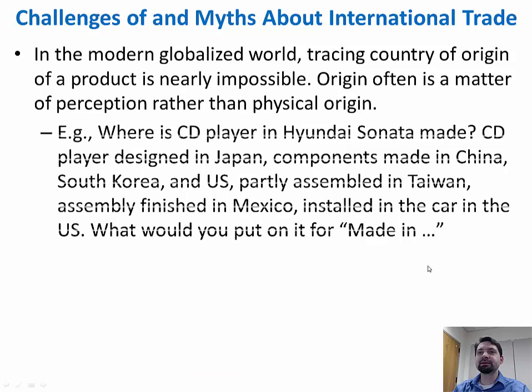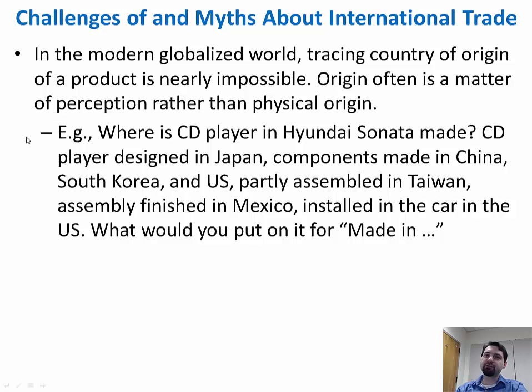One of them is that in the modern world, when we talk about production of products, "made in" is becoming more of a label of where the product was assembled, or where it was last polished before it was sold, rather than where it was actually made.